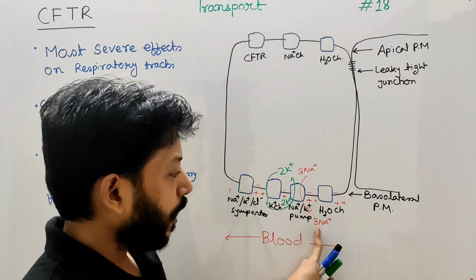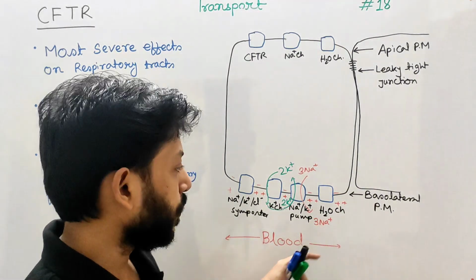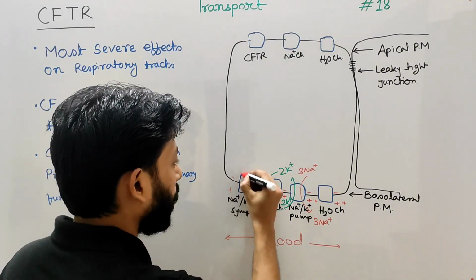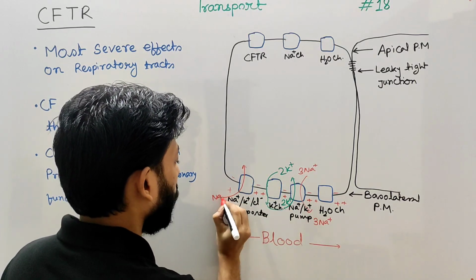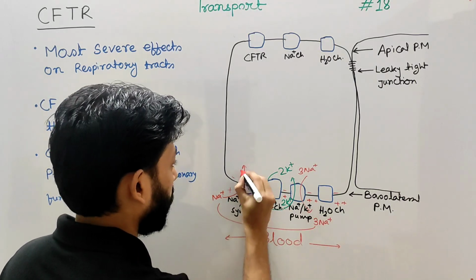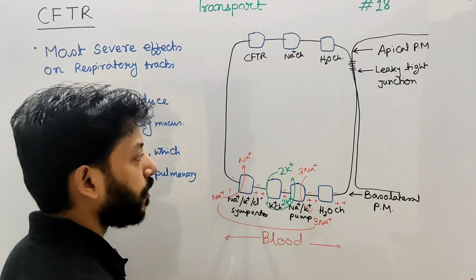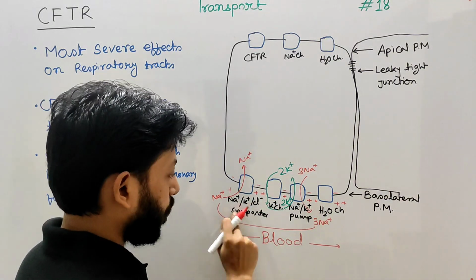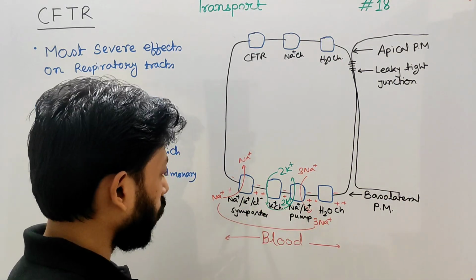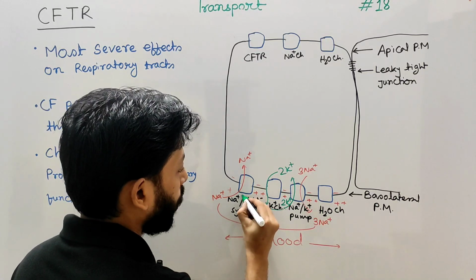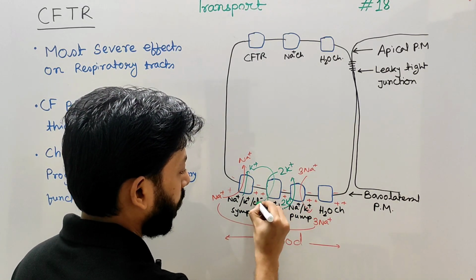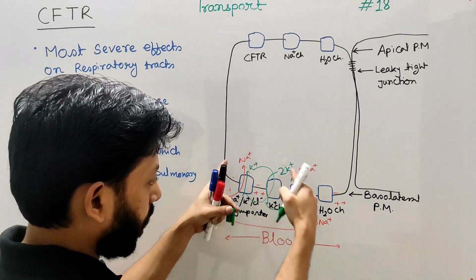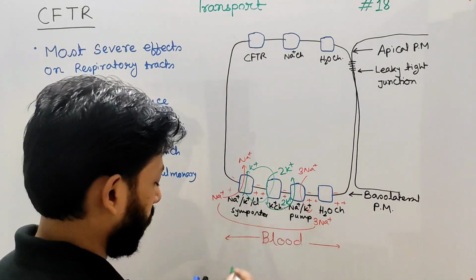Now from these 3 sodiums, 1 sodium comes inside the cells through this importer. So 1 sodium comes inside these cells, and through the sodium import, because they are symporters, potassium import also occurs. So 1 potassium comes inside, and that potassium also goes outside through the potassium channel. So there are 2 potassium circuits present here.